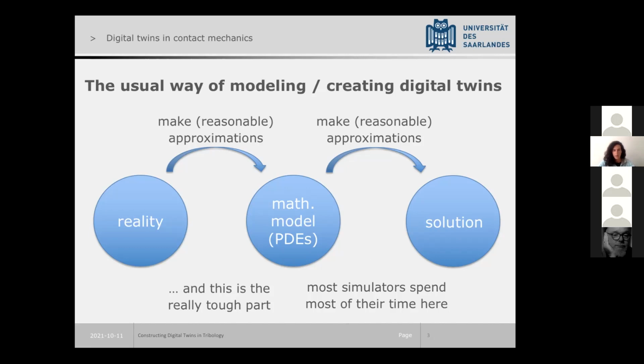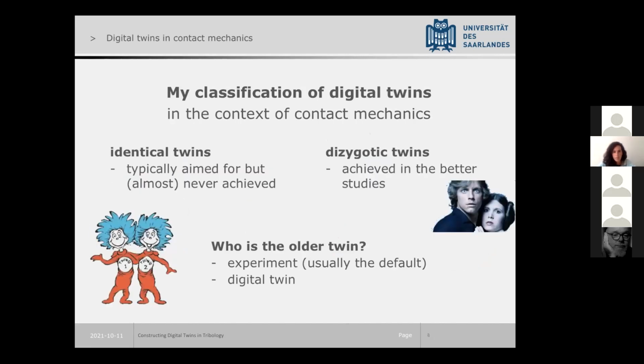Now coming back to the classification of digital twins, what we always assume is that experiment is first, and typically the first identical twin is the stronger twin. And I think we simulators should be a bit more self-confident and say, why do we have to be second? We can also be the first twin. So why not create a digital twin first and then ask the experimentalist, here, go ahead, create that system. Perhaps we can learn something.